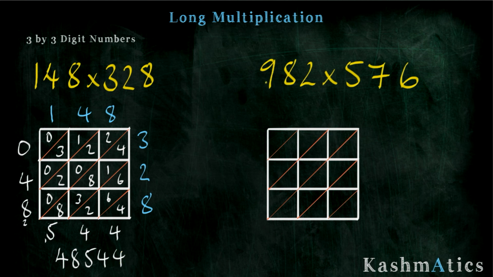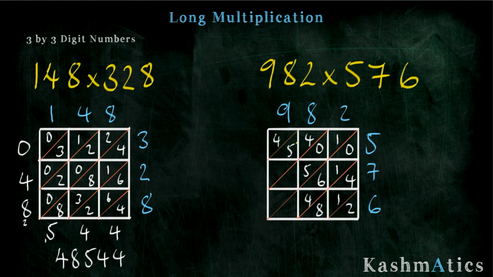And one last one. So we've got 982 multiplied by 576. And let's fill in our grid. So 2 times 5 is 10, 2 times 7 is 14, 2 times 6 is 12, 8 times 5 is 40, 8 times 7 is 56, 8 times 6 is 48. Then I've got 9 times 5, which is 45, 9 times 7 is 63, and 9 times 6, which is 54. And then I just add along my diagonals.